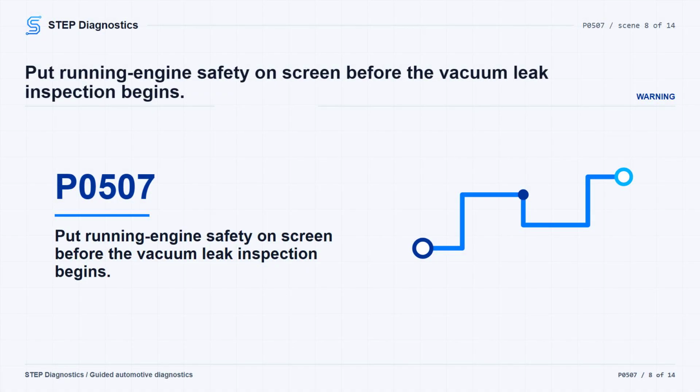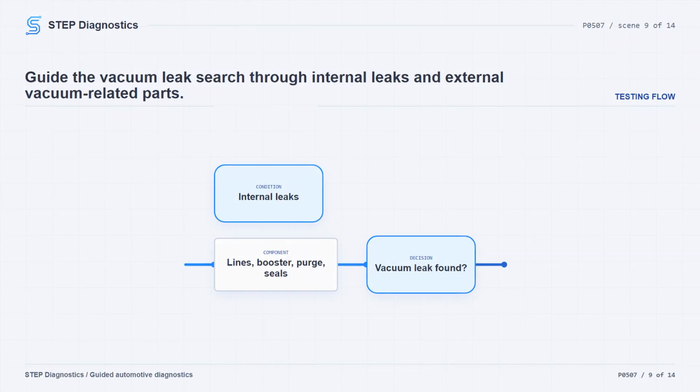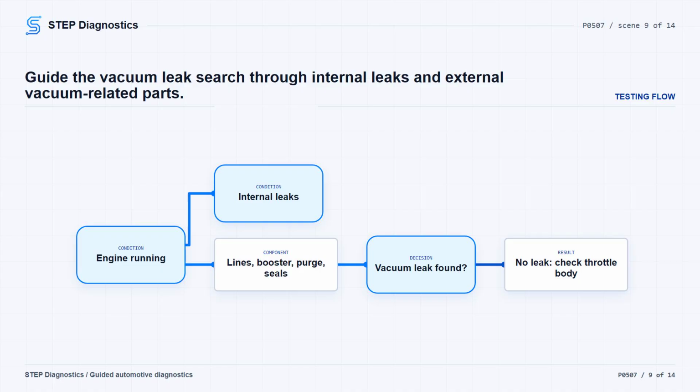Next, start the engine and check for vacuum leaks. While the engine is running, stay out of the direct line of the fan, keep hands away from pulleys, belts, and the fan, and do not wear loose clothing. Inspect for internal leaks and inspect external components that can create a vacuum leak. That includes areas like vacuum supply lines, the brake booster, purge solenoid, and engine seals. If you find a vacuum leak, repair it as necessary. Then verify the repair and confirm P0507 stays gone. If no vacuum leak is found, go to the throttle body check.